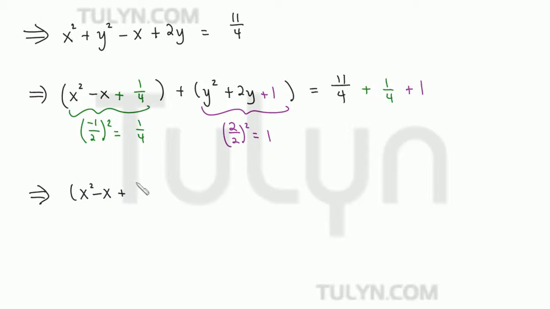So now I'm going to rewrite what we've got, and I'm going to keep these parentheses here, even though I'm just adding together, because it'll help organize our thoughts a little bit. Then on the right side we get 11 over 4 plus 1 over 4, which is 12 over 4, which is equal to 3. 3 plus 1 is 4. So we're going to get 4 on the right side.